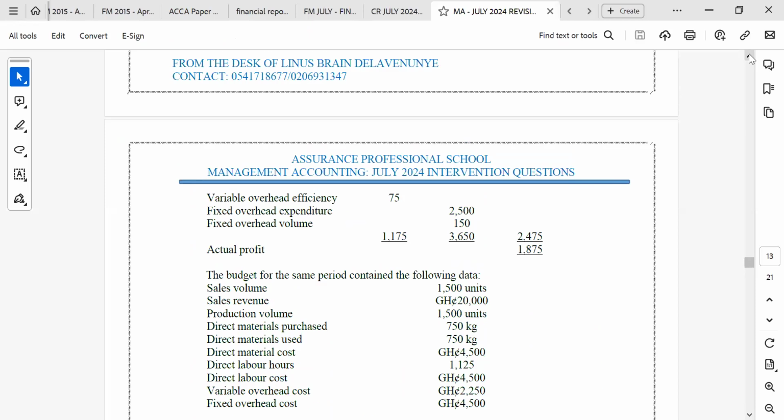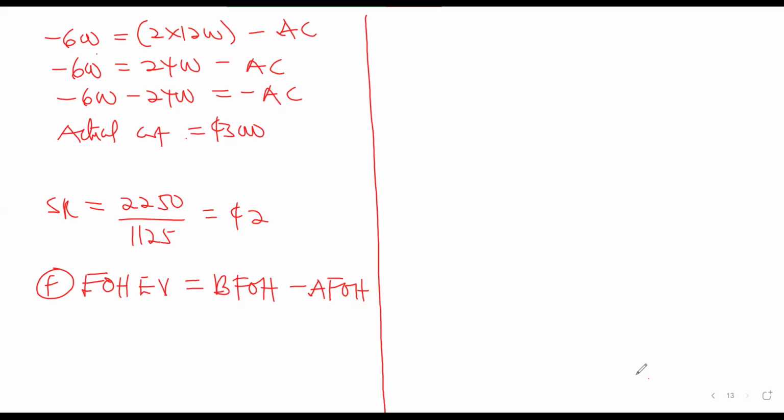What is the variance given to us? It's favorable, isn't it? Yes. Okay, 2,500 favorable. It means that the budgeted is higher than the actual, isn't it? So the result is to be positive.